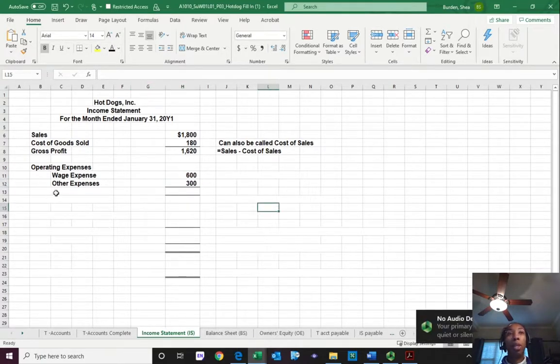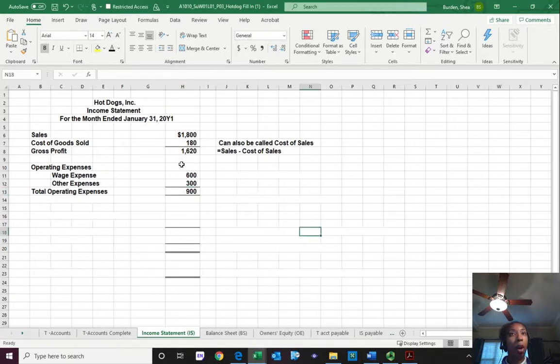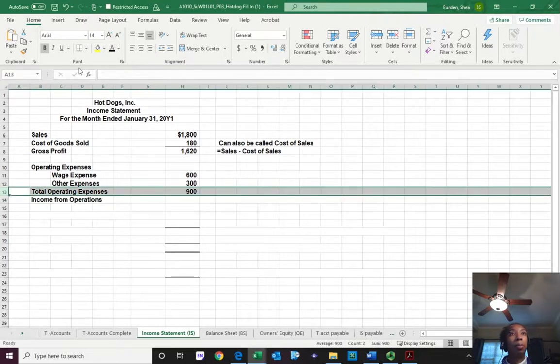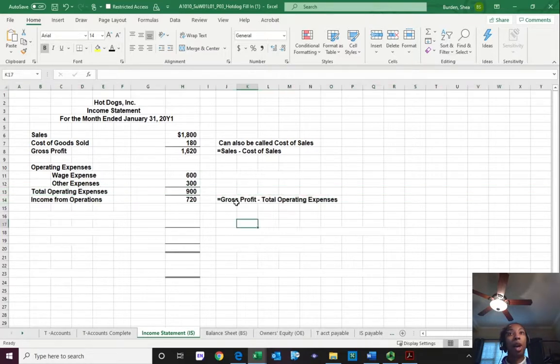We're now going to total out this section, and it's going to be called total operating expenses. $900. So you just summed all of the amounts that are operating expenses and created a subtotal. The next line is going to be something called income from operations. And income from operations is going to be gross profit minus total operating expenses.